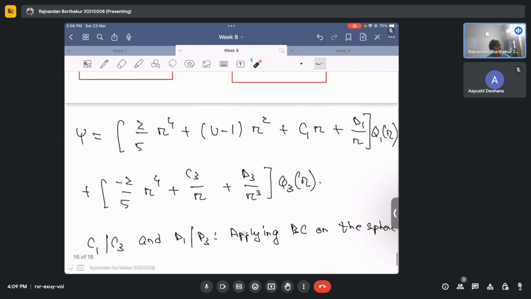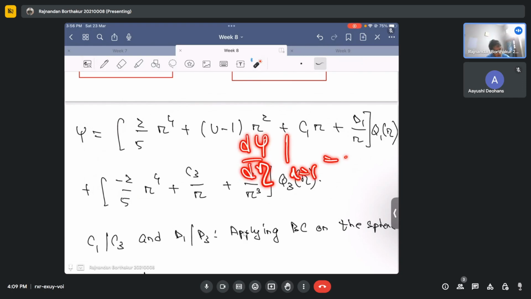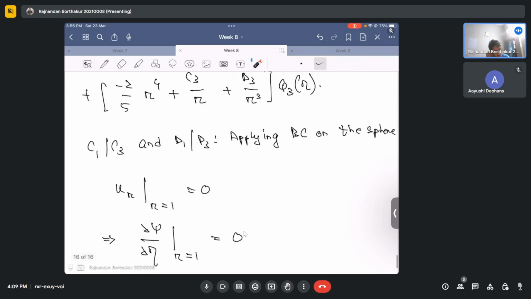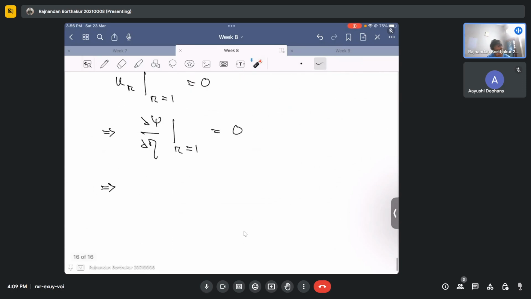So yeah, so what do we get? Basically, you just need to use this and apply the fact that del psi by del eta at r equal to 1 is 0. So if you apply this, what do we get? Let's see what we get. I think we are on the right track. Anyway, let's just apply this.